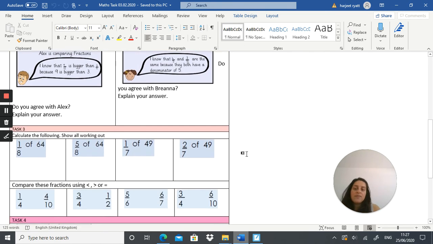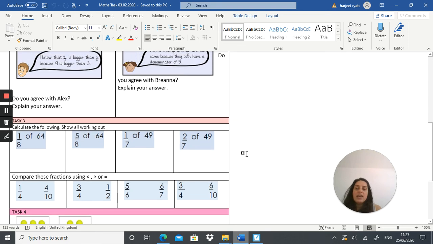And finally, task 3 asks you to calculate the following and show what you're working out. So it's asking you to work out what 1/8 of 64 would be. So obviously here you put 64 divided into 8 parts and then multiply by 1. And we did fractions of amounts earlier on this year, so it's a bit of revision for you, hopefully.